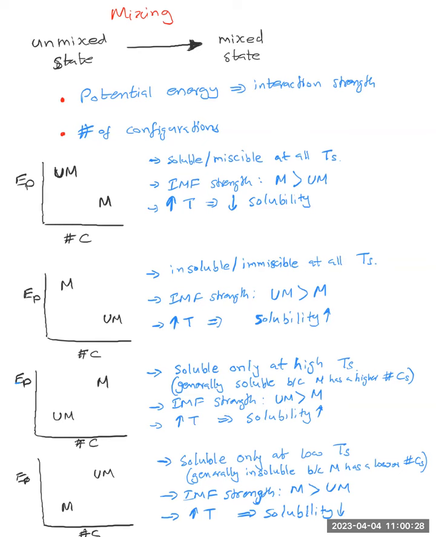All right, just for completion, I'm going to introduce you to two more possibilities of PEC diagrams. Okay, then we're done. And it goes like this. Let's say that we have potential energy and number of configurations, and this situation over here, unmixed and mixed. Now if we have this situation, the potential energy does not have a preference for unmixed or mixed. But number of configurations wise, you have a higher number of configurations in the mixed state.